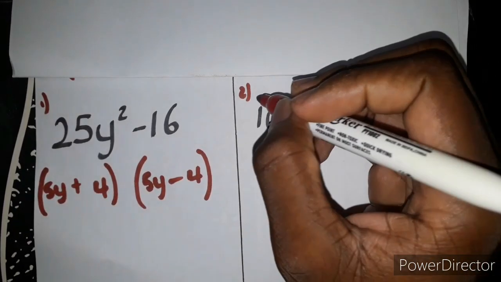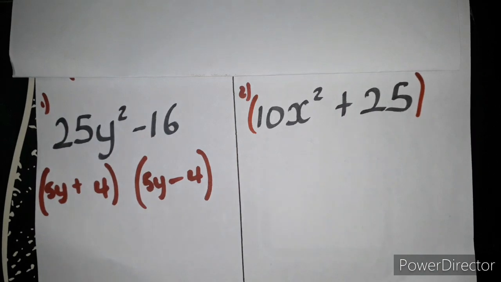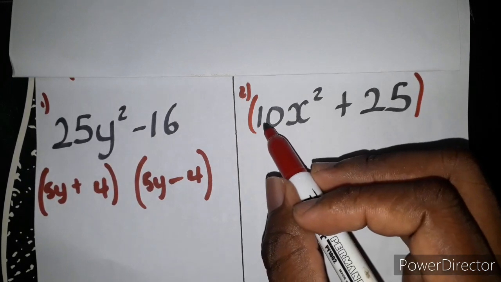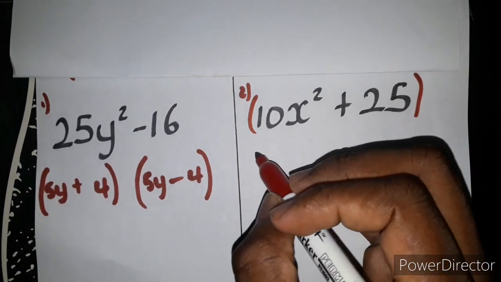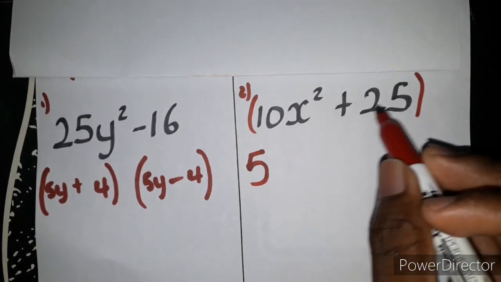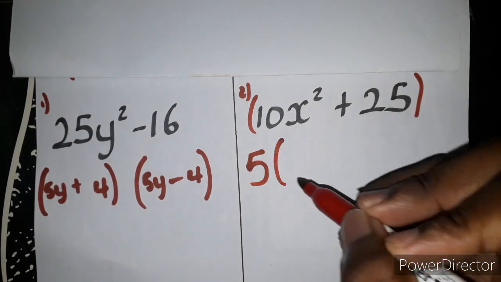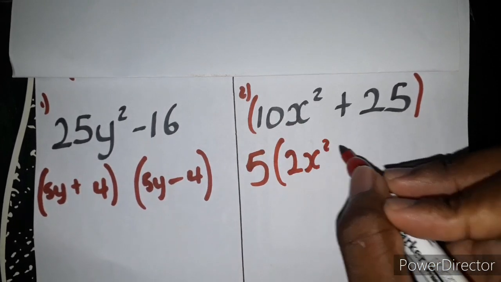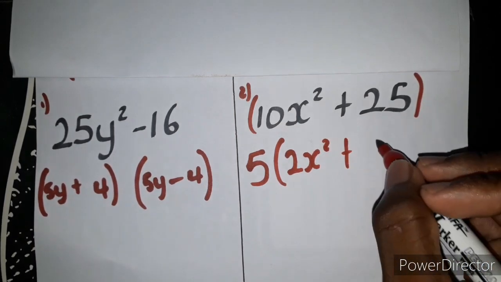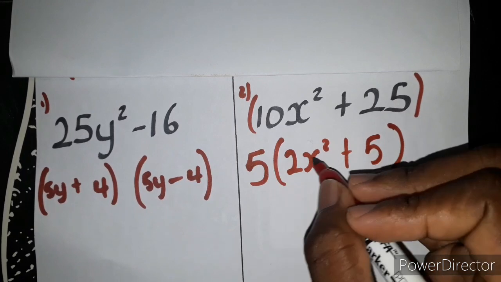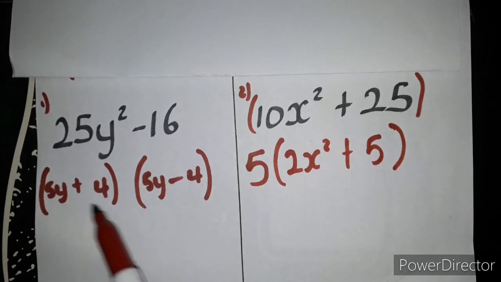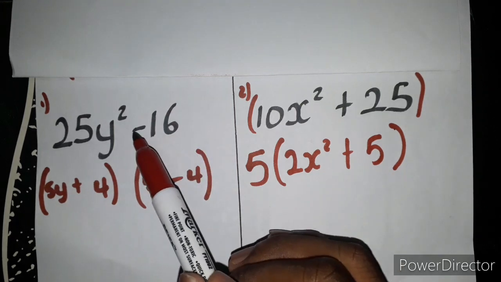So just like in the first example, we factor out what is common between these two terms. Let's look at the numbers first. We know what is common between 10 and 25. That is 5. So you put the 5 outside. Do we have any letters in common? No. So this will be 5 open bracket. Take out the 5 from here, you're left with 2x squared, plus, take out the 5 from here, you're left with 5. Let's see, if we expand it, 5 times this, we get this. And the same thing for over here too. If we use the distributive law and expand these two brackets here, you will get back 25y squared minus 16.